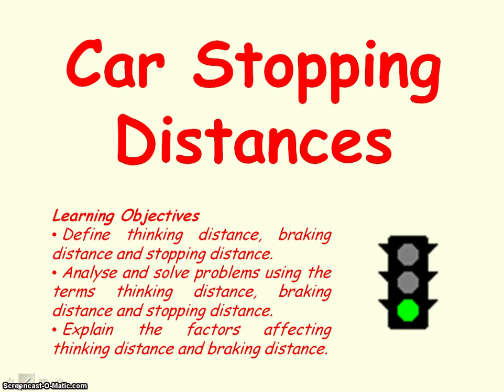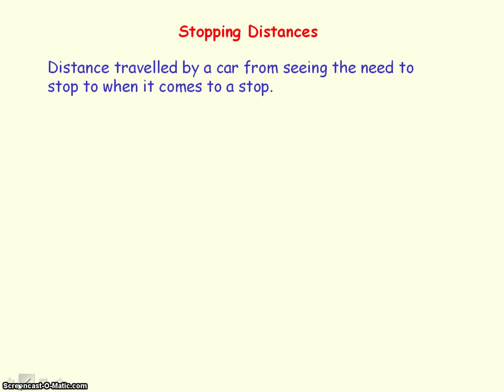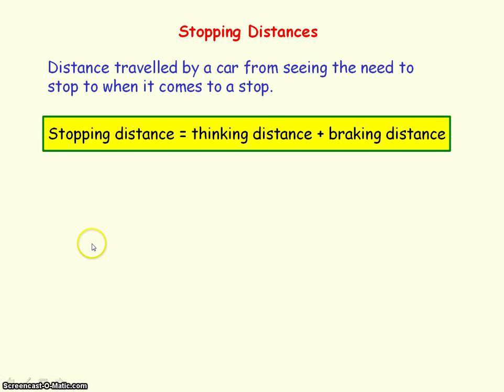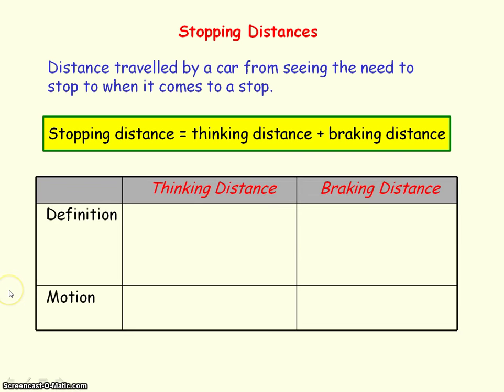We're going to be looking at car stopping distances. Stopping distance is defined as the distance travelled by a car from seeing the need to stop to when it actually comes to a stop. And it's determined by adding the thinking distance with the braking distance.